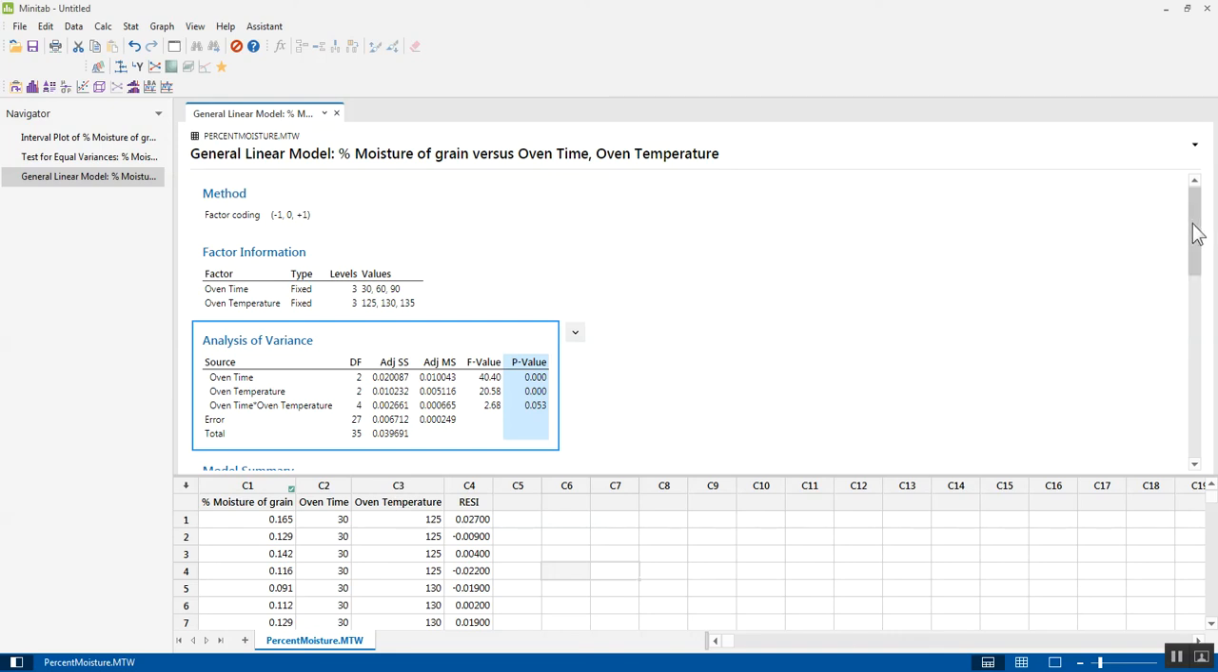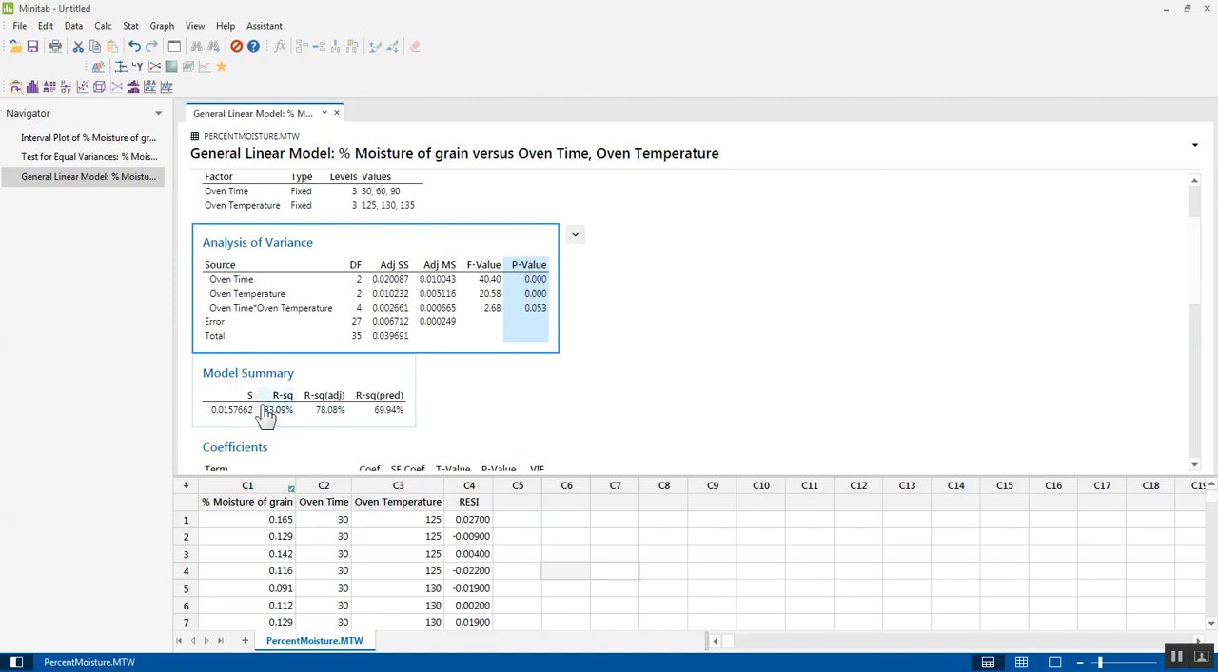Okay, so then I can scroll down a bit further, and we've got good old R squared down here. Look, 83.09% of the variability in the percentage moisture content of the grain is explained by variability in these two factors and their interaction. So that's leaving me just above 16% of the variability in moisture content that's not explained by oven time variability, oven temperature variability, and the interaction between oven time and temperature.